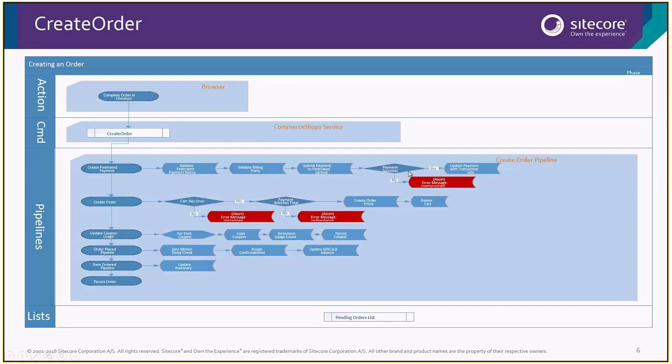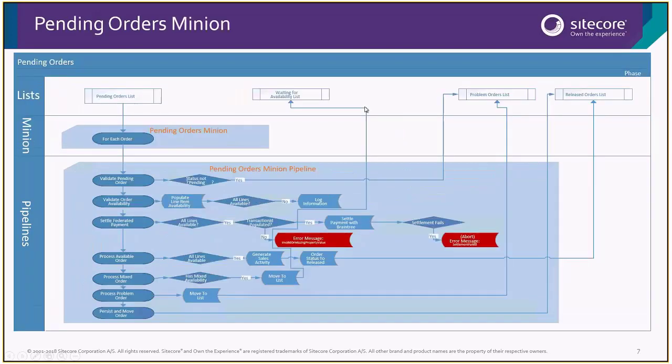So we want to be sure we do as little as possible during this create order process so that we can get the customer response back quickly. And then we can do the rest of it after the customer has gone on and done other things. So the next step that happens is we have the pending orders minion. His job is to look at every order that's been created and decide what to do with it. His first step is just to validate it.